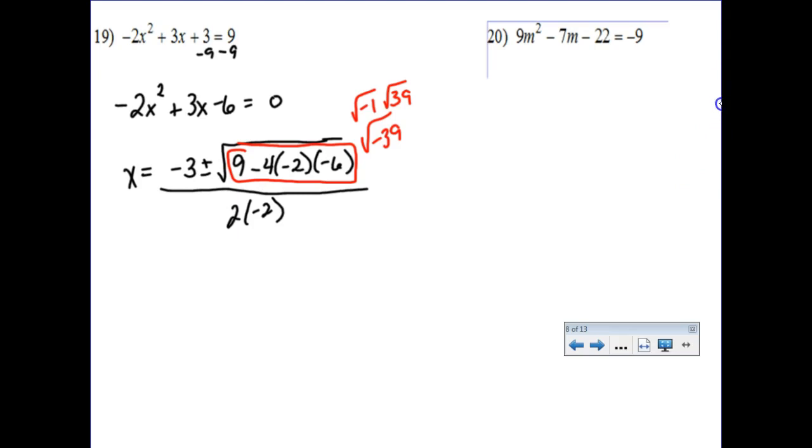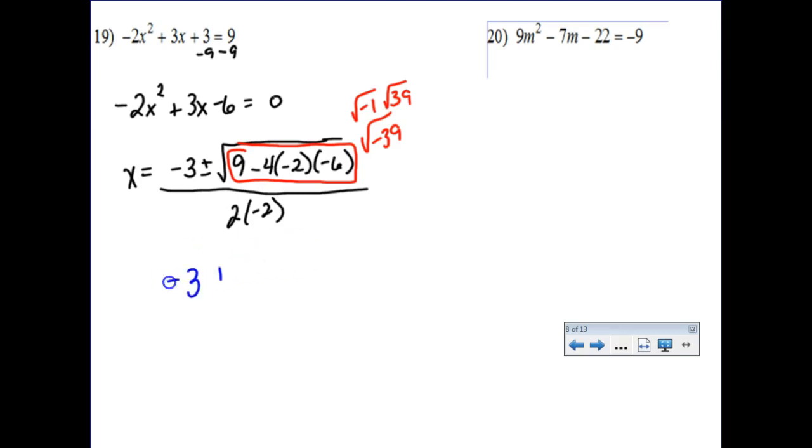I feel like I screwed something up there. Hold on, that's not right. I'm going to come back to that in a moment. 9 minus 4 times 2 times 6. Okay, it is negative 39. I don't know. Whatever. I'm tired.